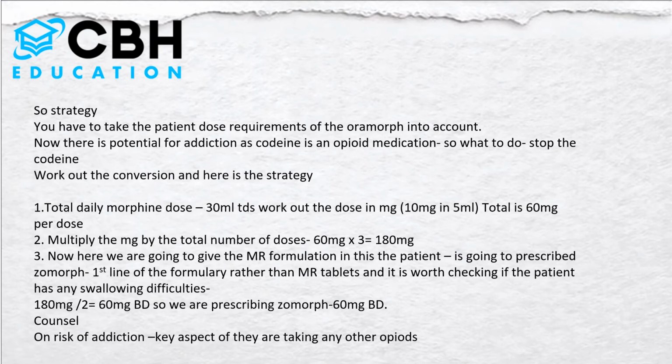Work out the daily dose. So the total daily dose was 180 mg, 60 ml to dose, times that by 3, and then obviously we then convert it to a modified release formulation. So one of the concerns was the patient having the Oromorph because of swallowing difficulties or any issues in taking capsules or tablets? The answer was no here. So Zomorph was first line, and they were prescribed 60 milligram BD.